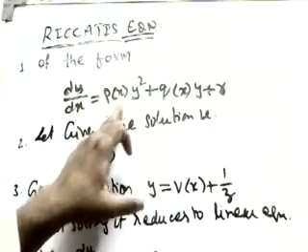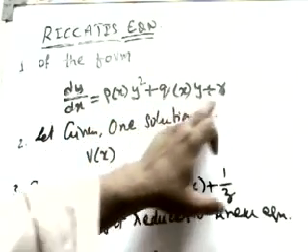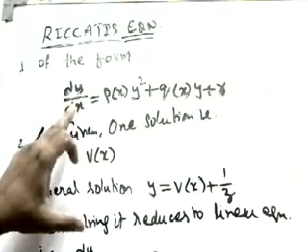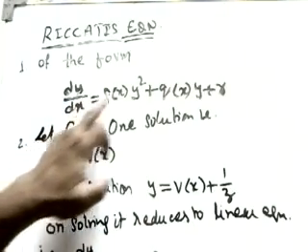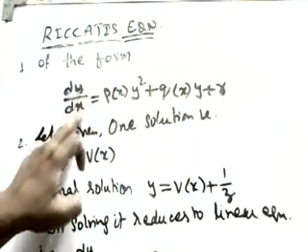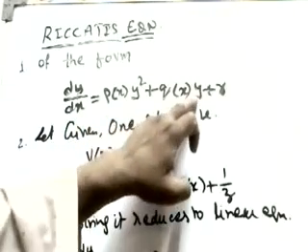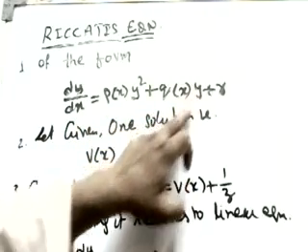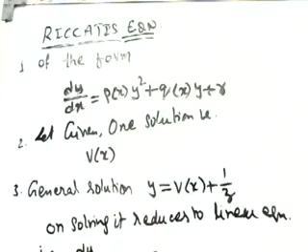The Riccati's equation is dy by dx equals p of x into y squared plus q of x into y plus r. How to identify this? Here we'll have dy by dx, here y squared, then y. This is the Riccati's equation.